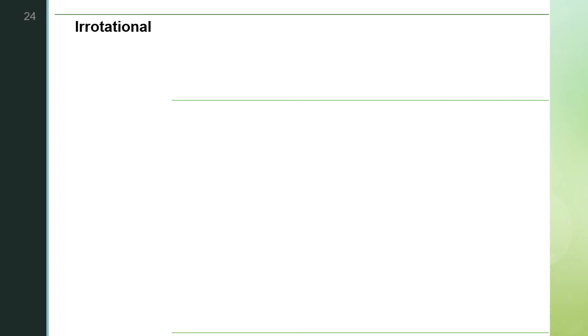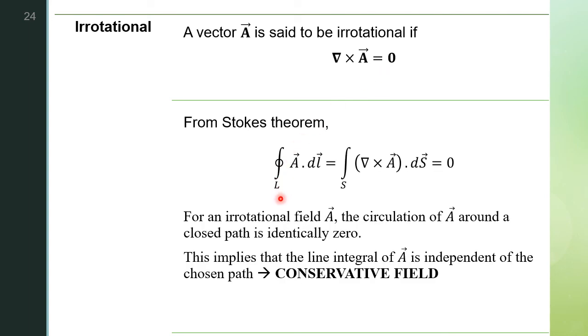Next is the irrotational vector. A vector is said to be irrotational if the curl of the vector is equal to 0. That is, if del cross A equals 0, then it is said to be an irrotational vector. According to Stokes' theorem, we already know that the closed integral over L of A dot dl is the same as the integral over S of del cross A dot ds. Since del cross A is 0, we get the closed integral over L of A dot dl as 0.